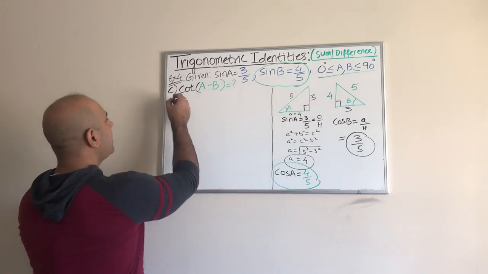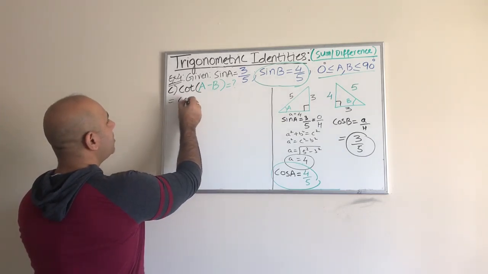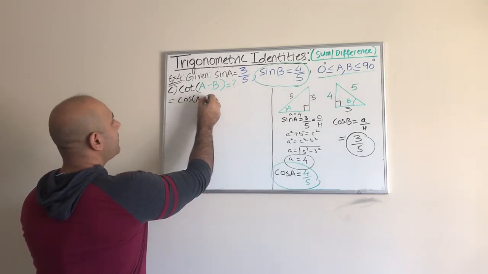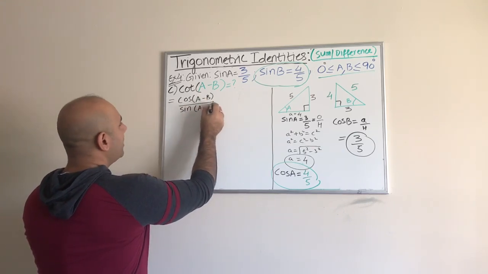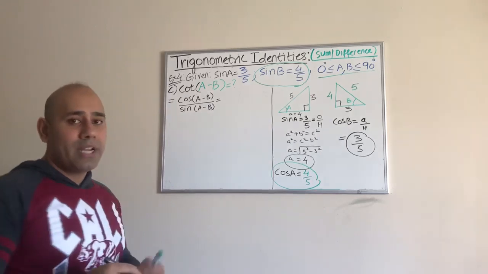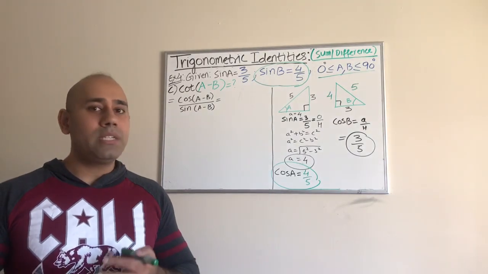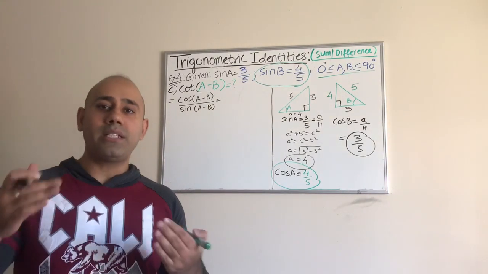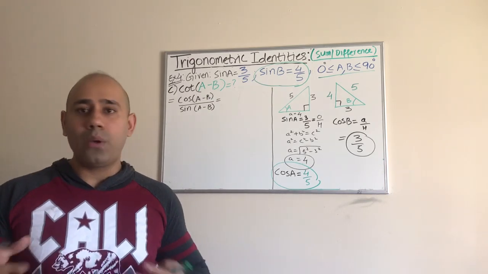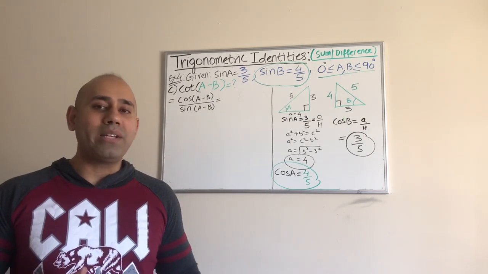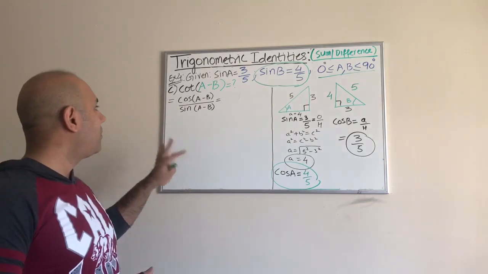So the first thing I'm going to do is write this as the ratio of the cosine of A minus B over sine of A minus B, because we know that the cotangent is the ratio of cosine over sine, or the reciprocal of tangent. Tangent is sine over cosine, so the reciprocal would obviously be cosine over sine, okay? However you want to write the final form, I have this ratio of cosine over sine.